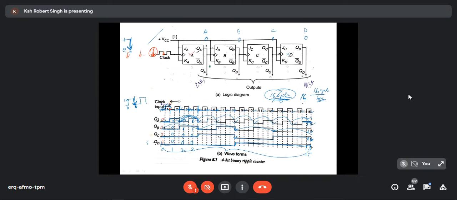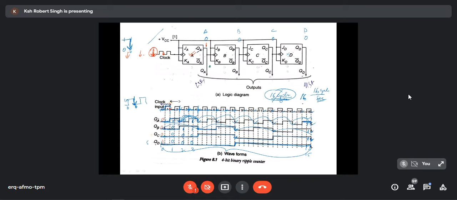That is why this flip-flop will become alive. What happened? 1 is given here, 1 is given here. What will be the output here now? Output at QA. 1. Yes, the output will be 1 because earlier it was 0. Now it will become 1. It will toggle because J is 1 and K is 1.